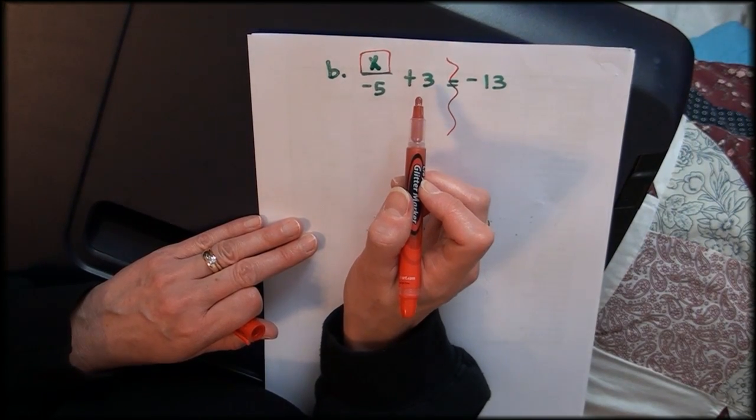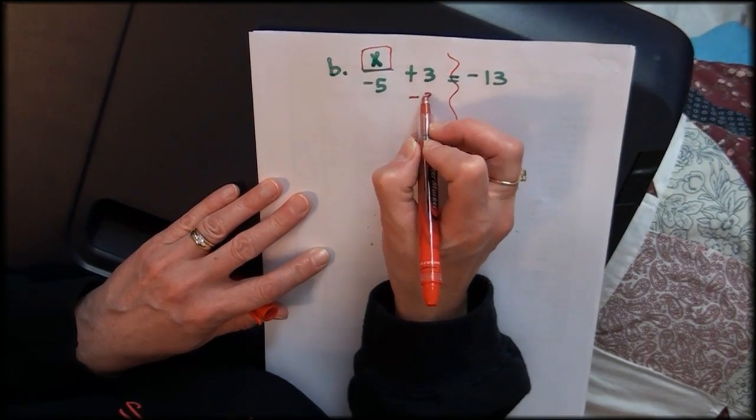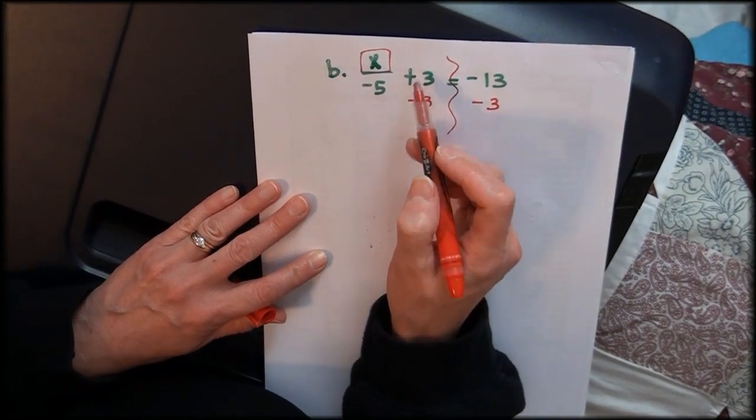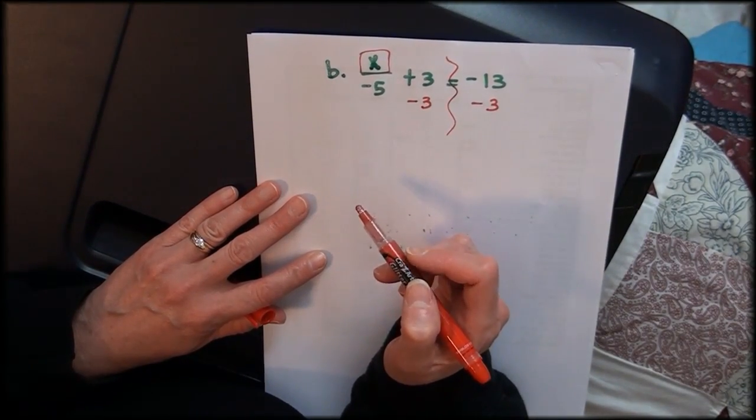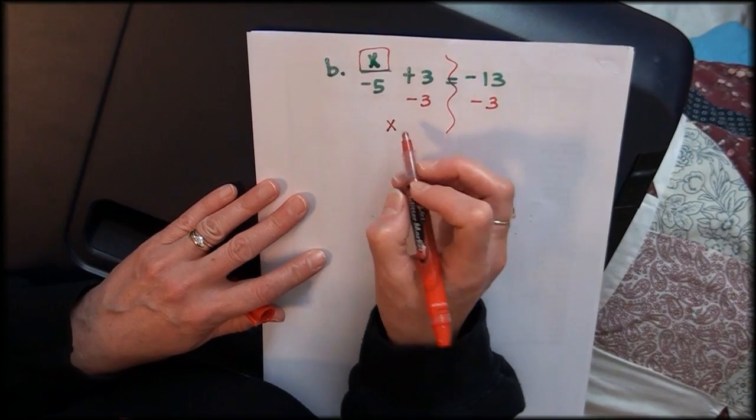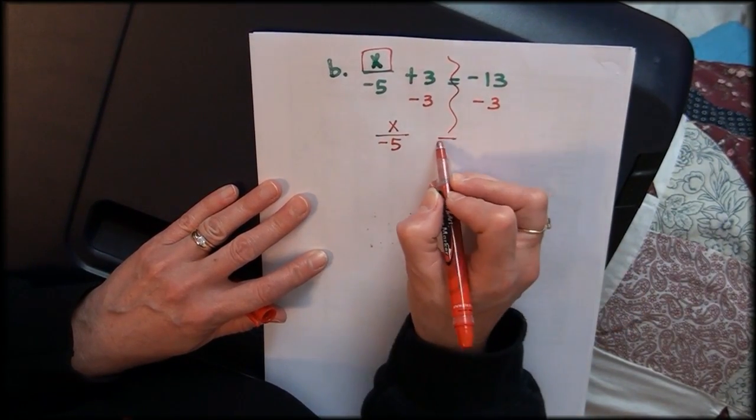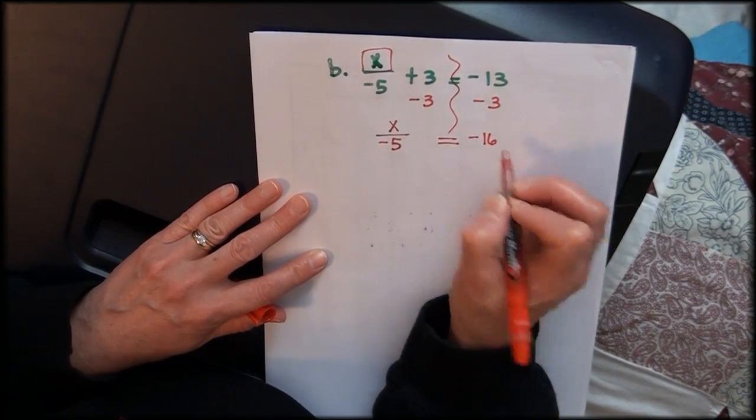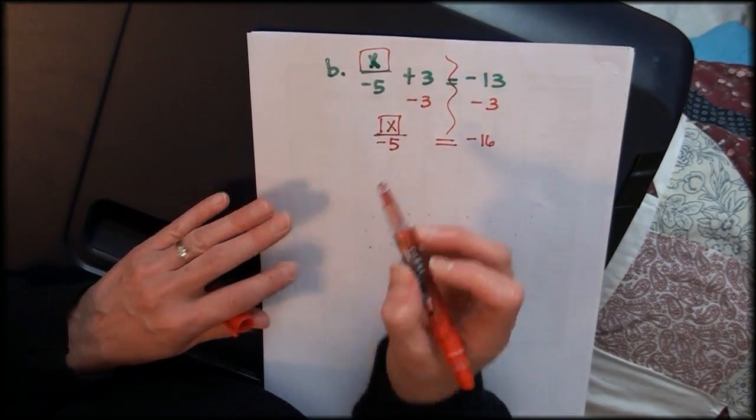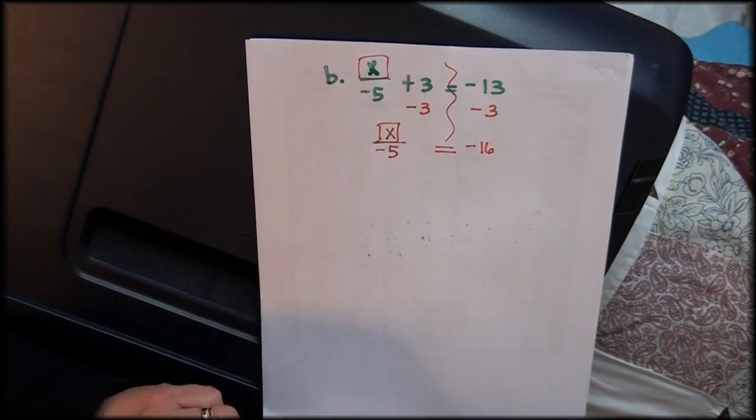To undo adding 3, I'm going to subtract 3. Basically, the idea is I want to take that 3 out of the picture. I want to totally get rid of it. And so the way that I get rid of it is I subtract that 3 off. Now I'm left with an x divided by a -5 on this side, and on this side I'm left with a -16. Once again, here's that variable that I want to get completely by itself.